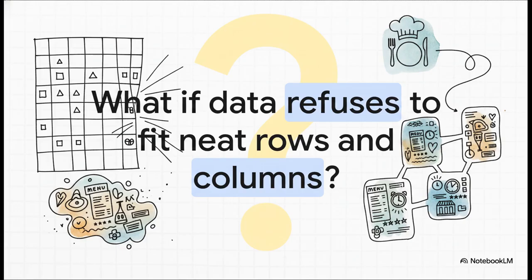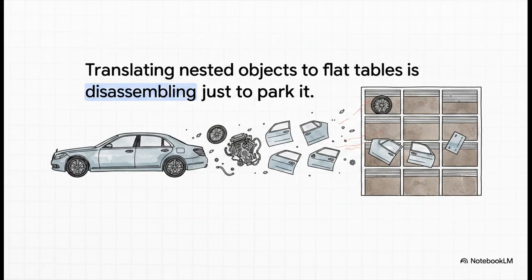But what happens when our data, things like varied menus, opening hours, and nested user reviews, simply refuses to fit neatly into the rigid, flat rows and columns of a traditional relational database? To really understand this wall we hit, we've got to look at a concept known as the impedance mismatch.